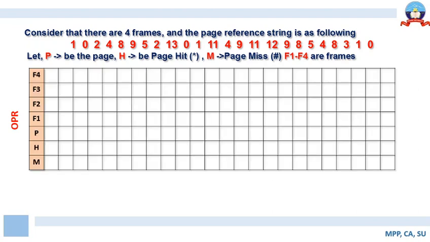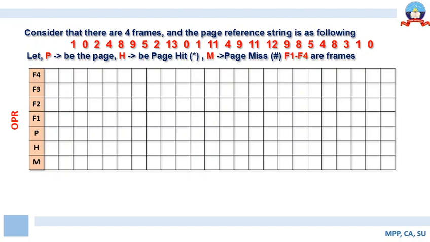So here I'm considering that there are 4 frames and there is a page reference string as specified below. So here the page reference string basically refers to or represents the sequence in which the pages are requested in due course of time. As in case of FIFO, P here represents page, H here represents page hit, M here represents page miss, F1 to F4 represents the 4 frames.